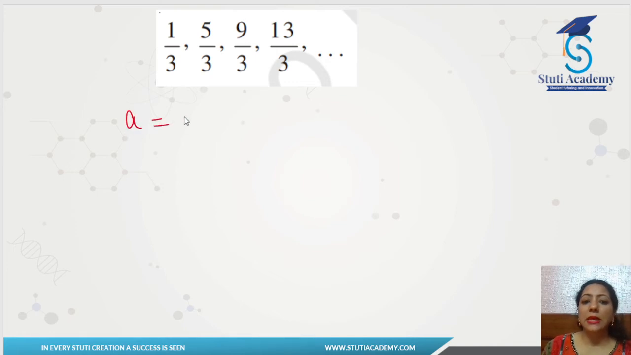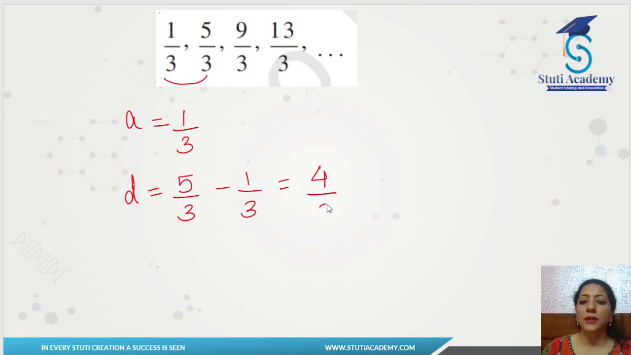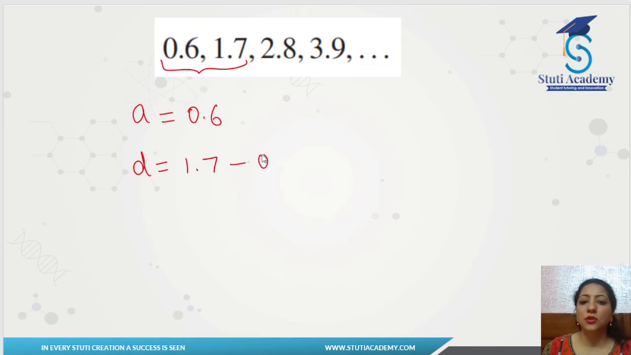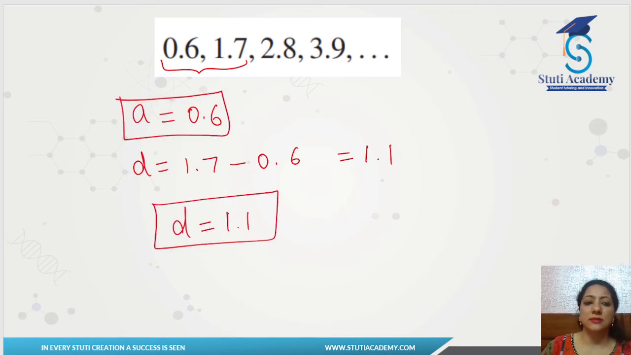Now in this case, A is 1 by 3 and let us solve for D. We can just take any two terms here. From this 5 by 3, I'm subtracting 1 by 3. I'll get here 4 by 3. So the common difference is 4 by 3 and the first term is 1 by 3. Here we have the first term as 0.6 and for the common difference, we can just take two of these. Let's take these two. We have 1.7 minus 0.6. So this is 1.1. So the common difference is 1.1 and the first term is 0.6.